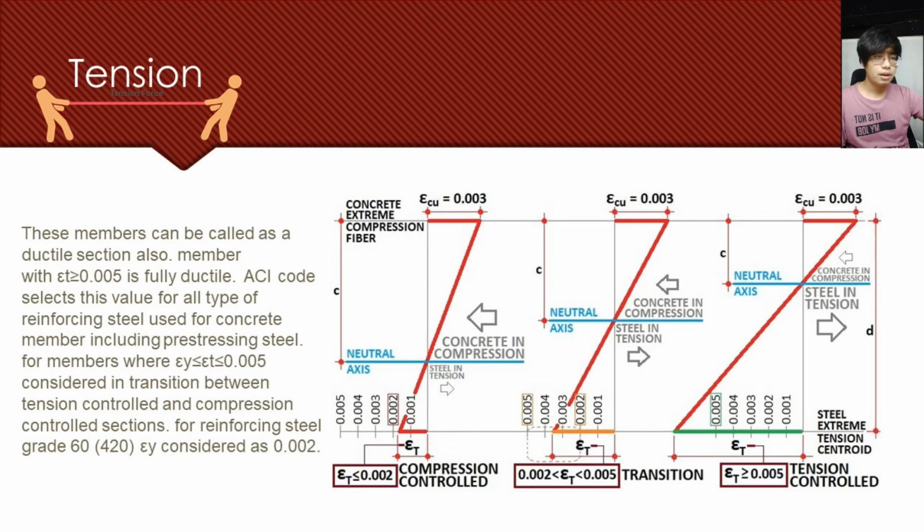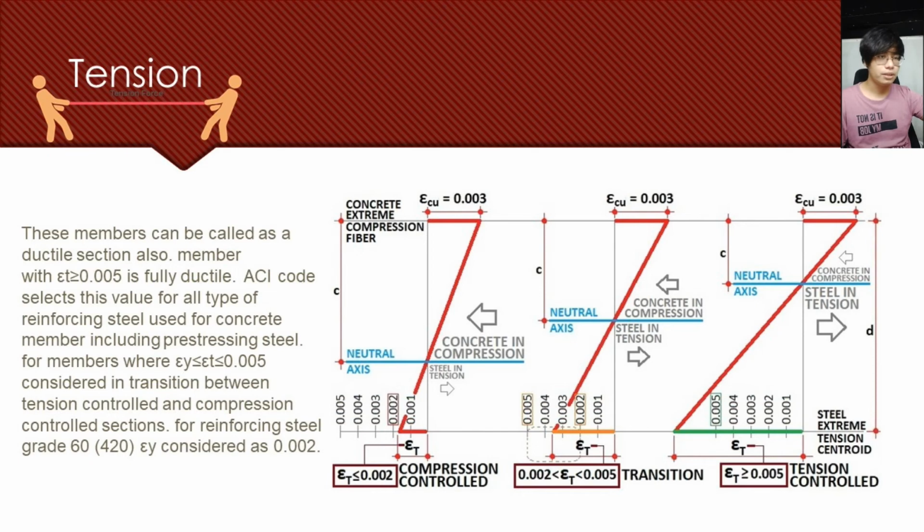member with yung strain to, yung ET, 0.0 ay no tension. 0.005 is fully ductile. Yung ACI code na to, parang engineering, parang civil code nila. Select this value for all types of reinforcement steel used for concrete member, including pre-stressing steel.